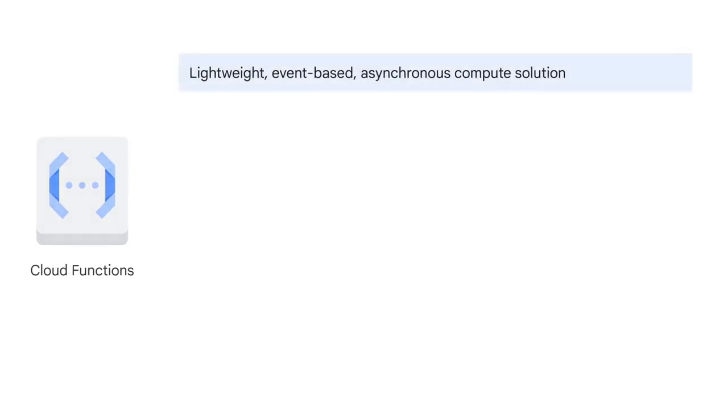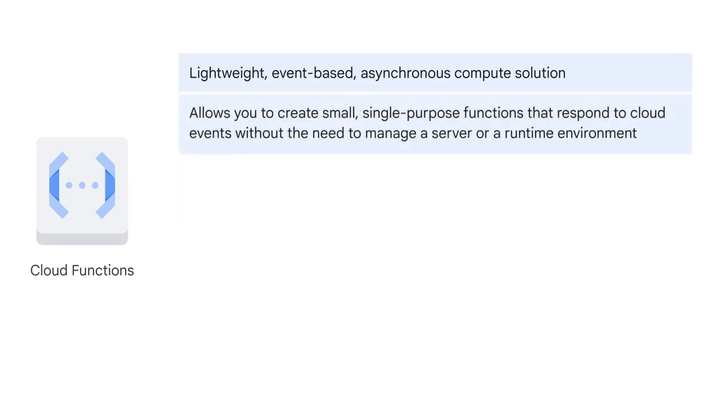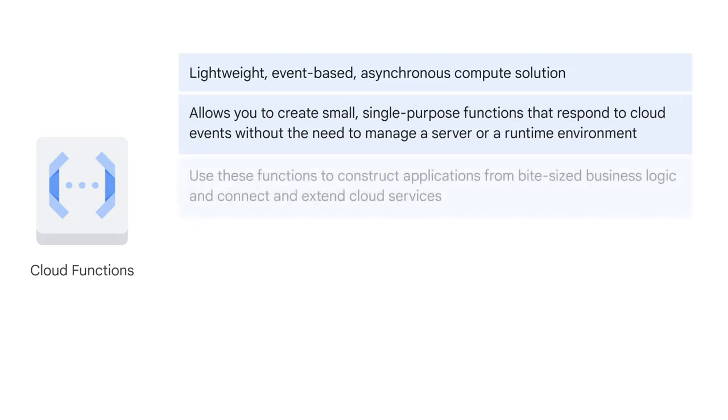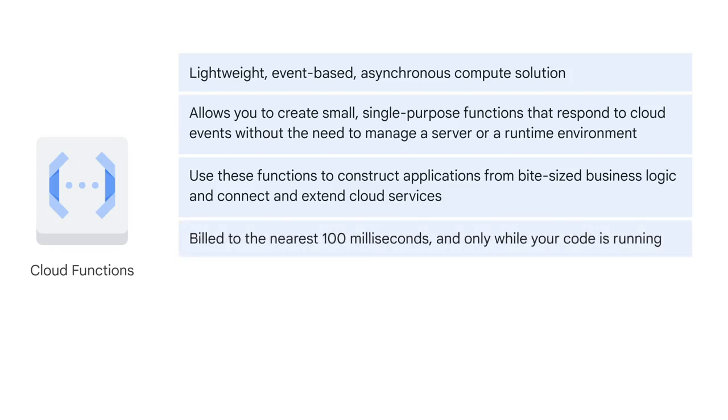Cloud Functions is a lightweight, event-based, asynchronous compute solution that allows you to create small, single-purpose functions that respond to cloud events without the need to manage a server or a runtime environment. You can use these functions to construct application workflows from individual business logic tasks. You can also use Cloud Functions to connect and extend cloud services. You'll be billed to the nearest 100 milliseconds, but only while your code is running.